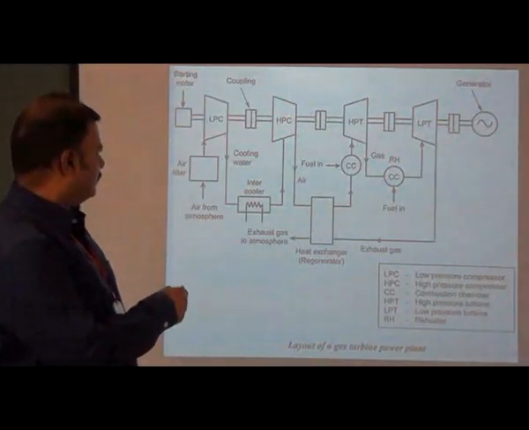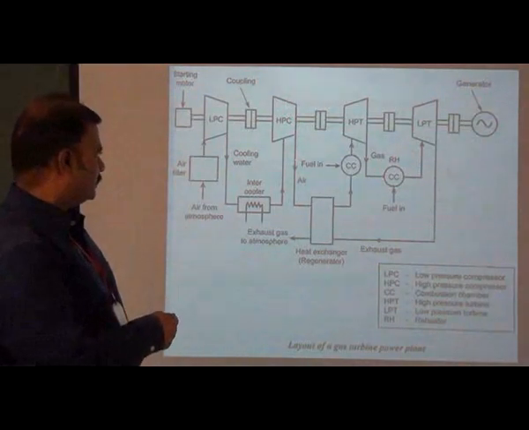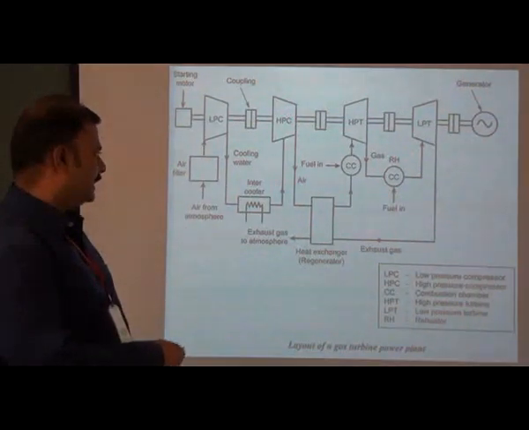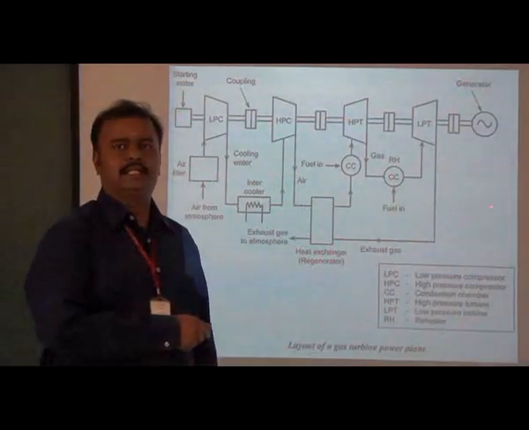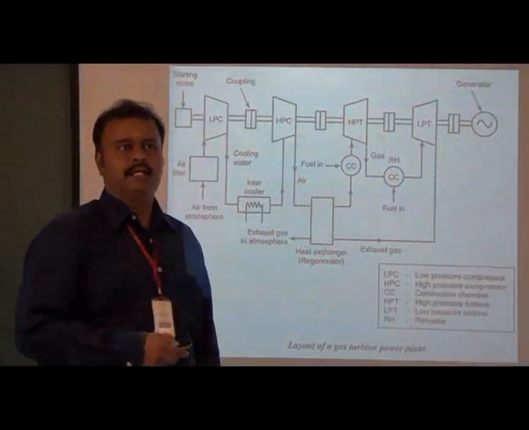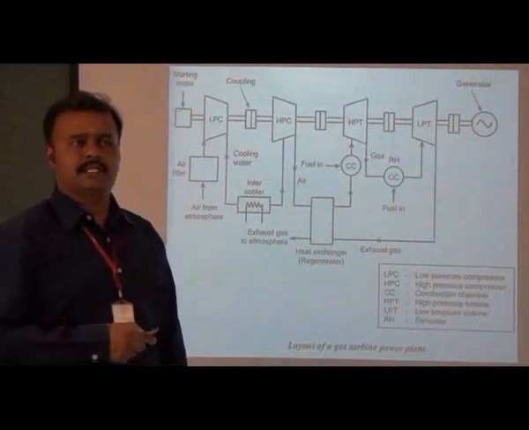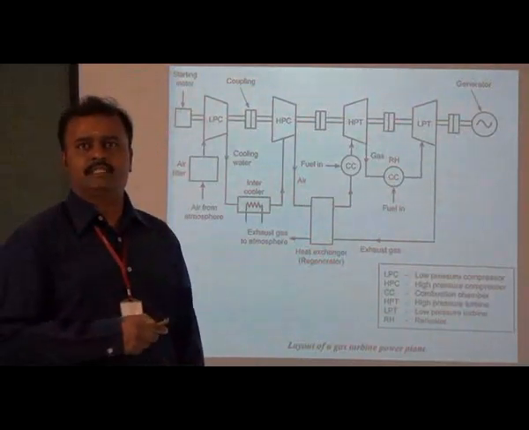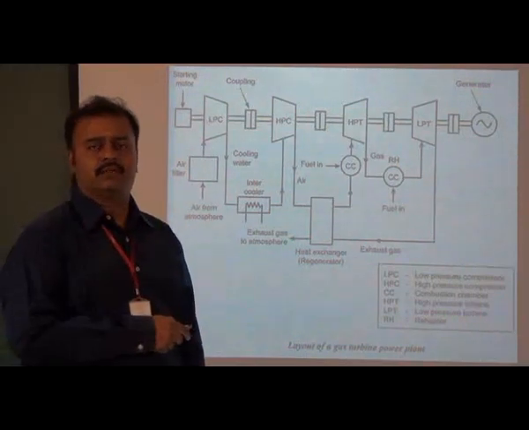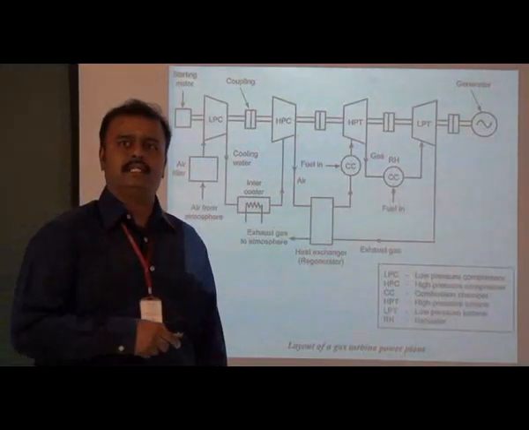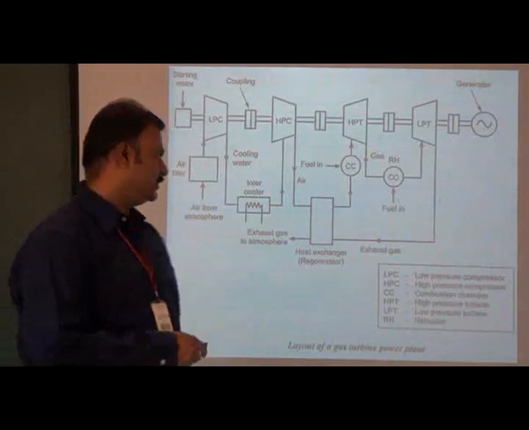Then the air coming from the high pressure compressor passes through the regenerator. The purpose of the regenerator is to utilize the exhaust gas coming from the turbine, because the exhaust gas from the turbine also has a very huge amount of energy. We want to tap that energy. For that we are using that equipment. It is called a regenerator. A regenerator is nothing but a heat exchanger.